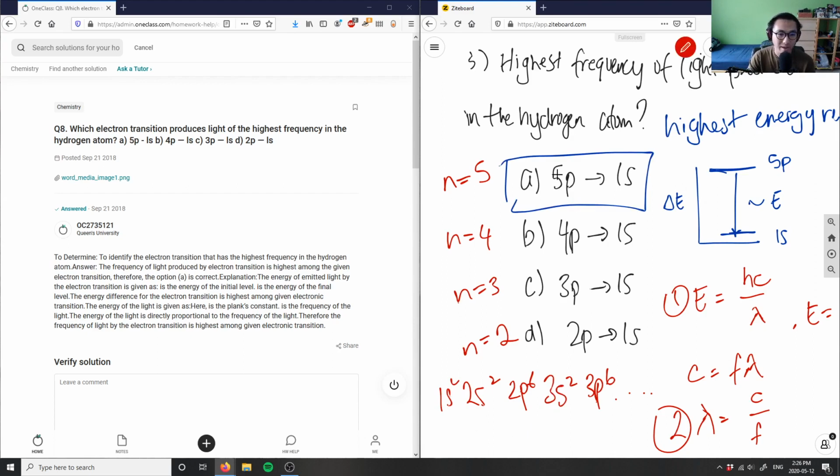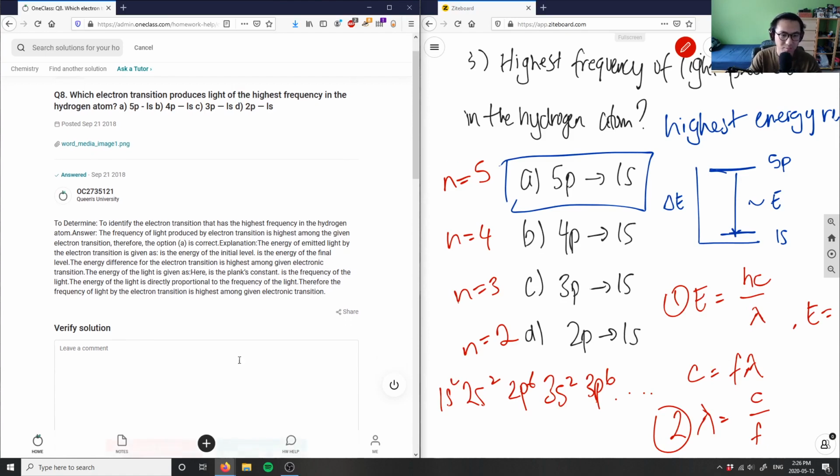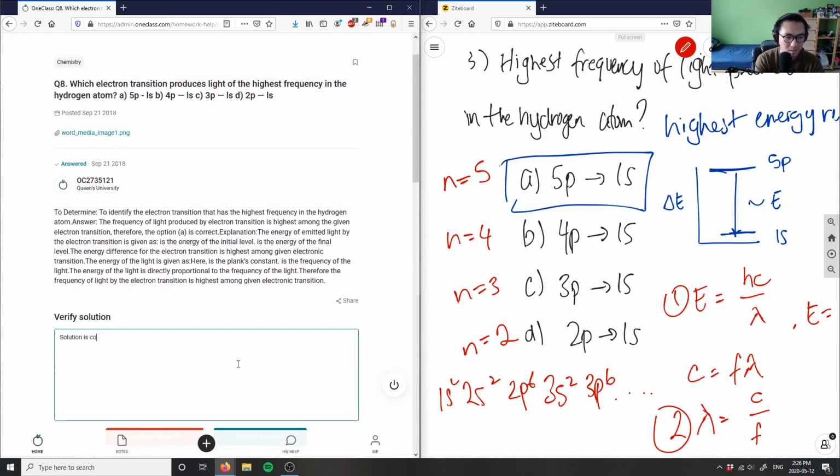So for number 3, option A is correct, and they wrote option A is correct as well, and they explained it as the energy of emitted light by the electron transition is... again, these are not complete sentences. The explanation is really bad. So I'm going to say solution is correct, analysis is incomplete.